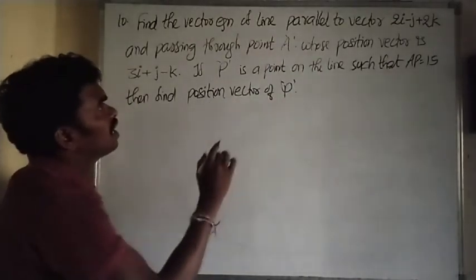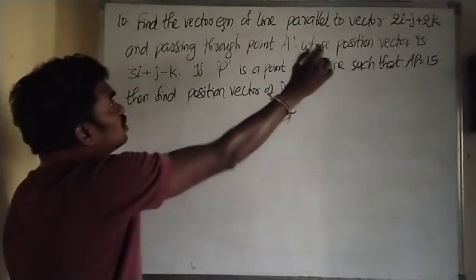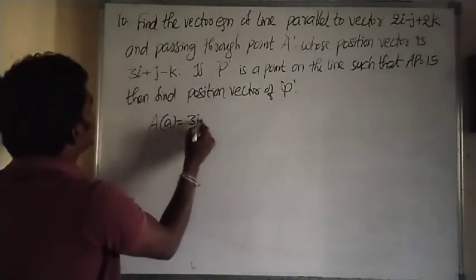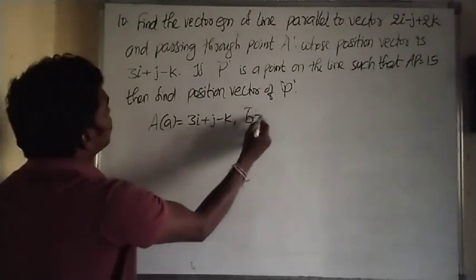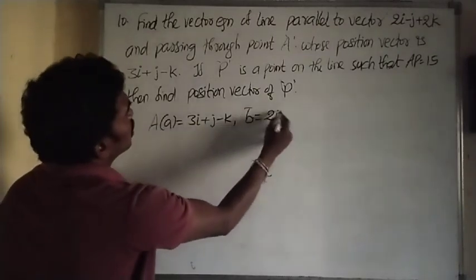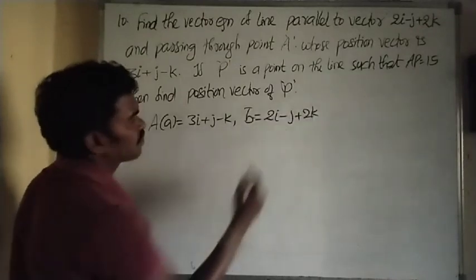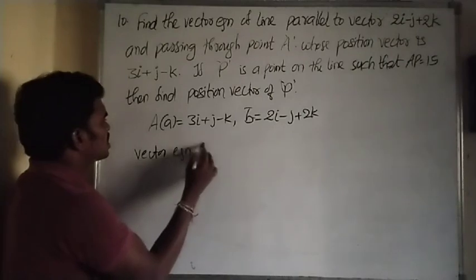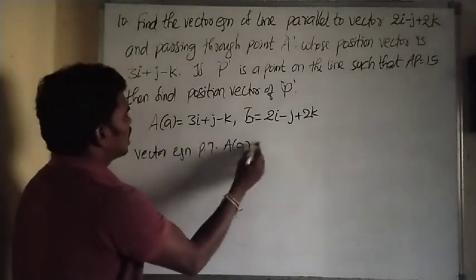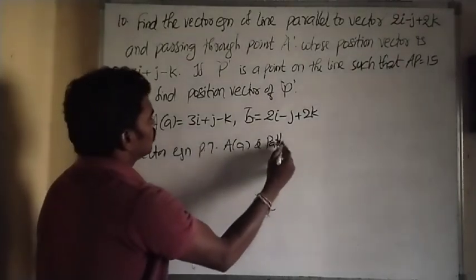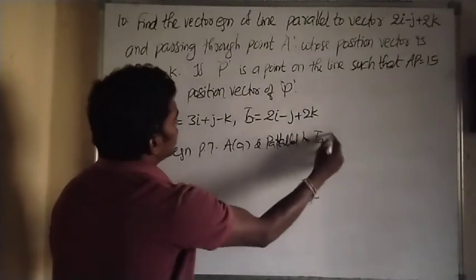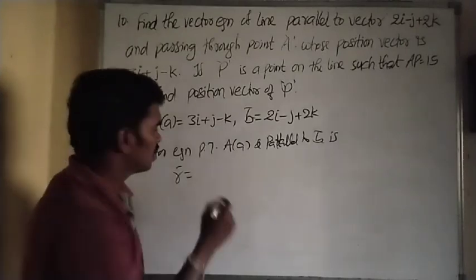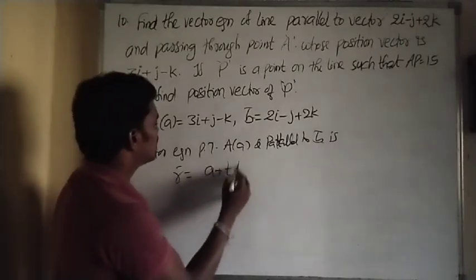So here we have to find a line equation. First of all, we can find an equation parallel to a vector and passing through a point. Am I right? So what is given? The passing point is 3i plus j minus k, and the parallel vector is taken as B, that is 2i minus j plus 2k. What is the vector equation of the line passing through A and parallel to B bar? R bar equals A plus tB. Very good.